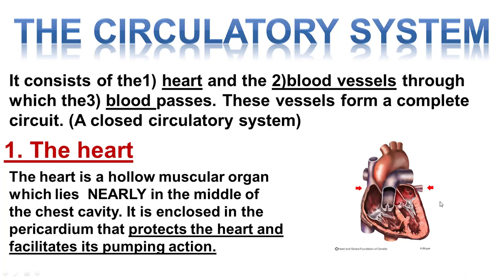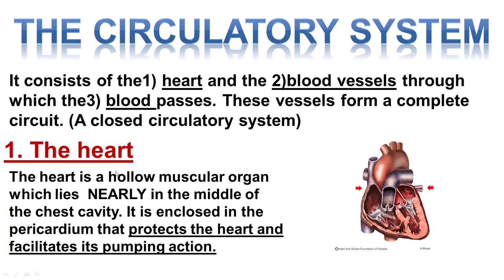The circulatory system in humans consists of three main parts: first, the heart; second, the blood vessels, through which the blood can pass; and third, the blood. In our lesson today, we will learn information about each one of them, with more explanation.